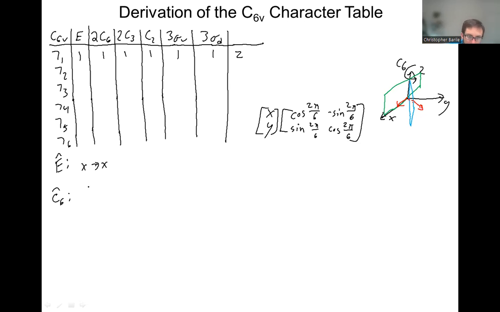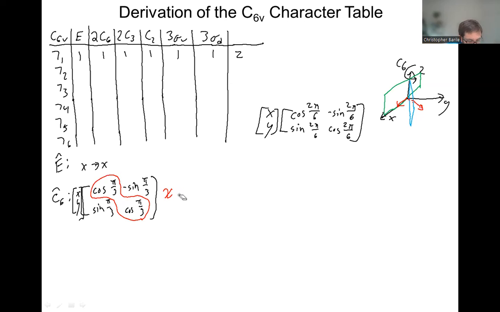I can actually simplify this, and I just like to think about it in terms of cosine pi over 3, right? 2 divided by 6 is 3. Cosine pi over 3, negative sine pi over 3, sine pi over 3, and cosine pi over 3. So now the trace of this matrix is going to get us our answer. So the trace of this matrix is the character, right? Sum across the diagonals, that gives us our character.